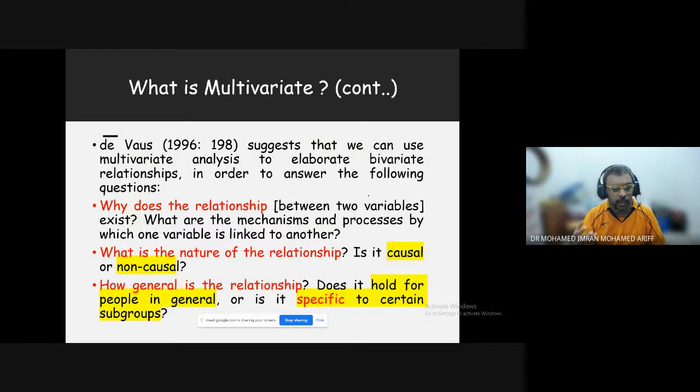Is it casual or non-casual? Does it happen like that, or non-casual means it happens only at a certain time, or it's not happening all the time, but it happens only at a certain time. Okay, you get happy at year end, you don't get happy at the beginning. Okay, you get happy on Friday, you don't get happy on Monday.